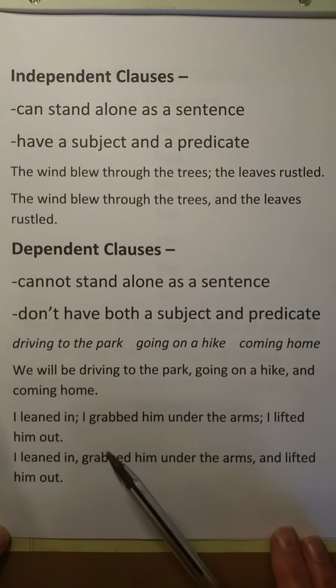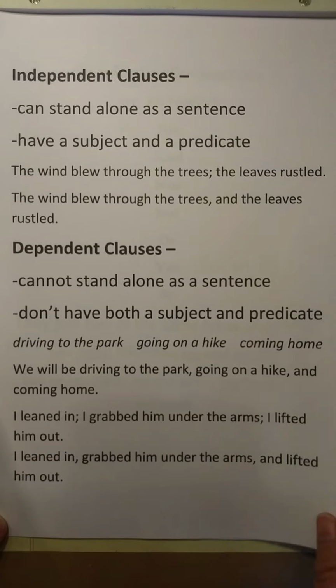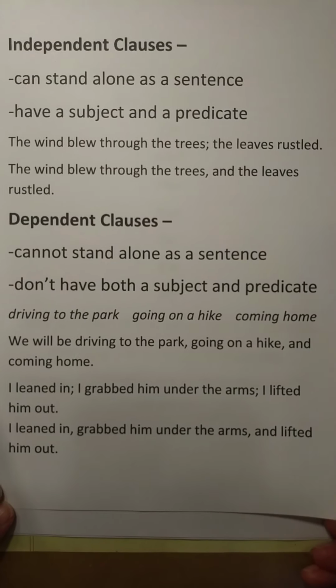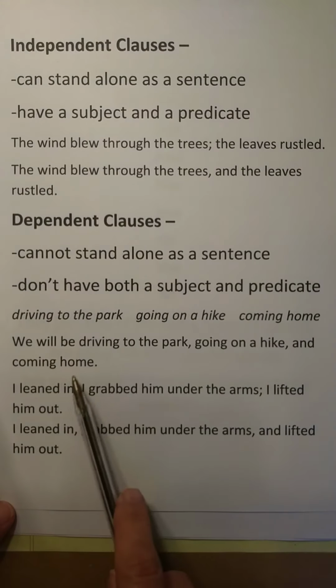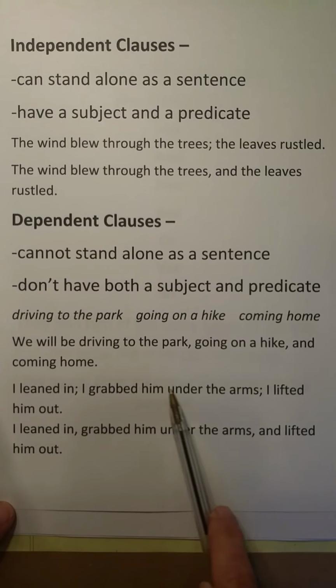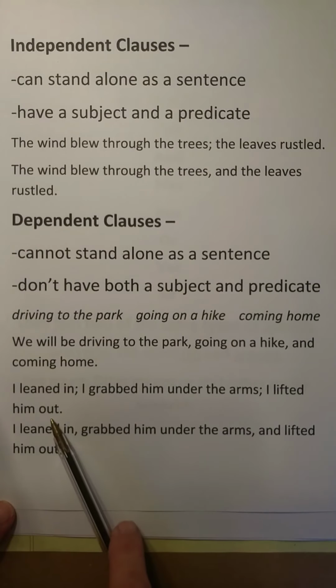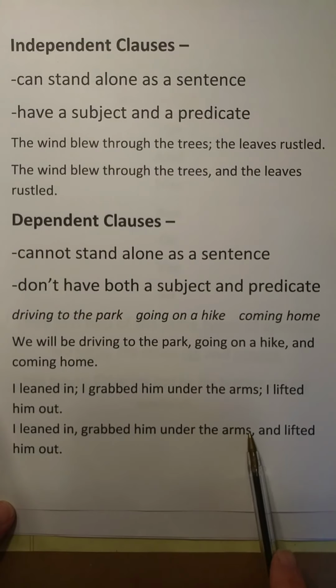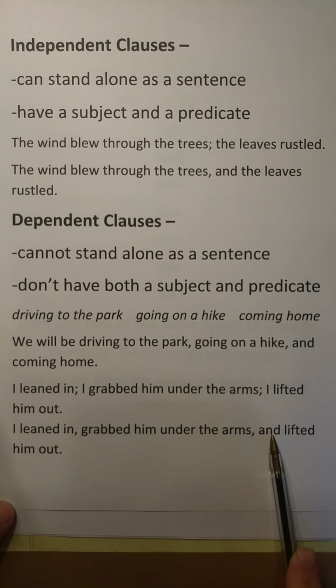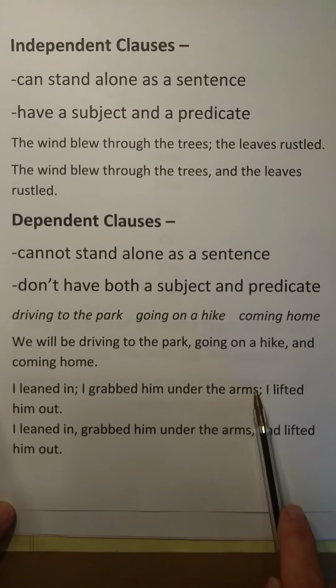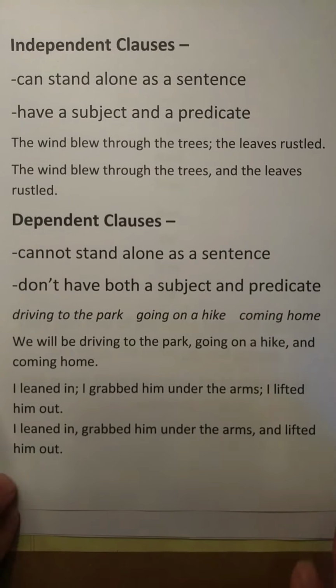Now back to the literature passage. We read it before with the semicolons. I leaned in; I grabbed him under the arms; I lifted him out. If the author chose not to use semicolons, he could have used commas. I leaned in, grabbed him under the arms, and lifted him out. You have to have that coordinating conjunction. So the commas have to have the coordinating conjunction, the semicolons do not.